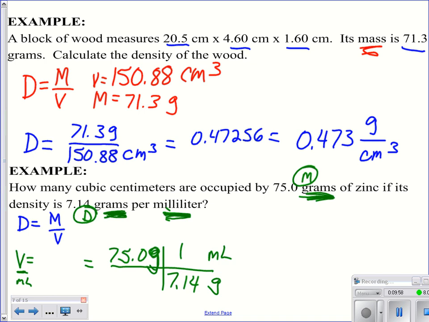So that's how dimensional analysis works with this. And I see that my grams cancel out. I'm left with milliliters, which is what I wanted. Suppose you were just doing algebra on this, and you take this formula, density equals mass divided by volume. Could you algebraically change that around, multiply each side by volume, and then divide each side by density? Sure, that's exactly what we did.